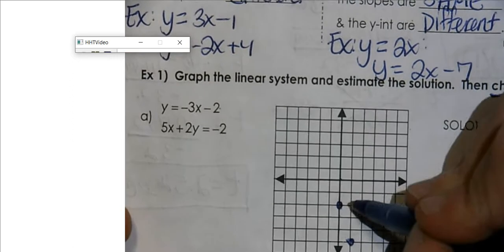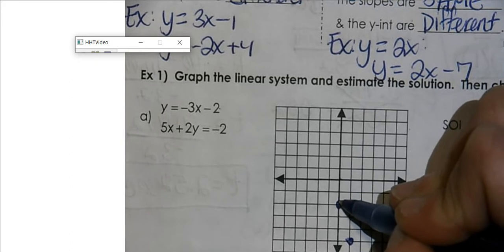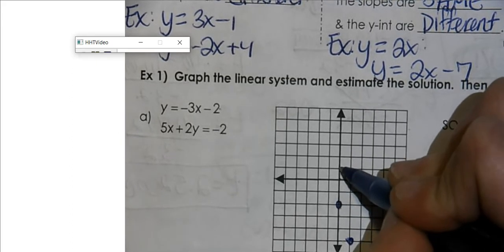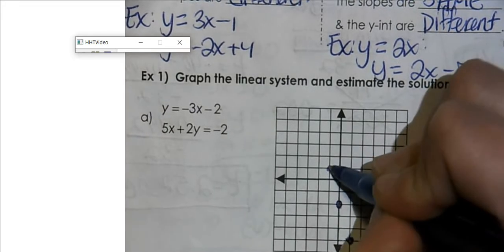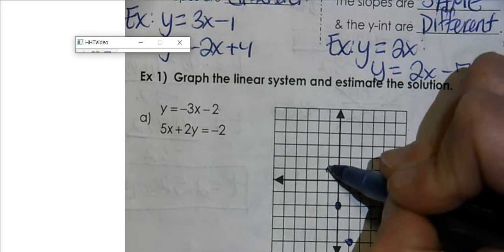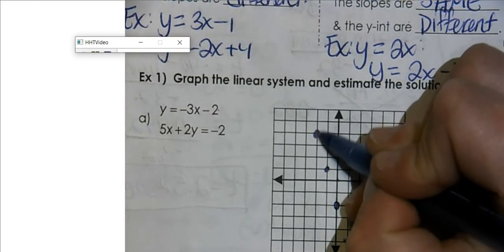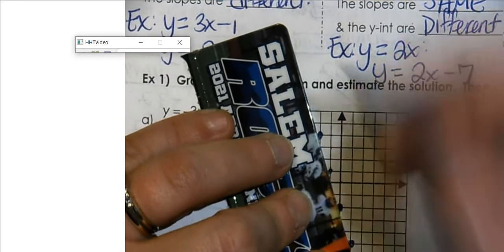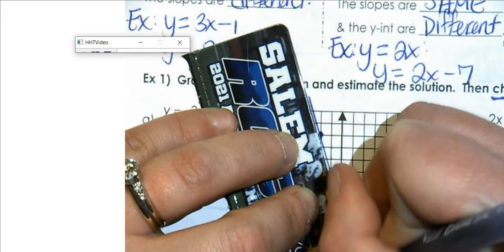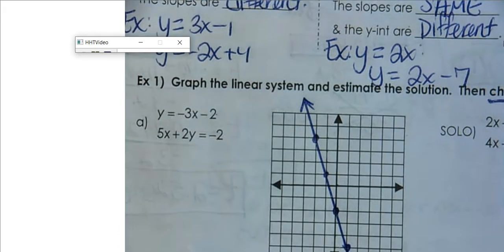So it doesn't make sense for me to go down 3 to the right 1 anymore because I'm off the grid. So instead, I'm going to use the slope backwards, which means I'm going to rise 3, 1, 2, 3, and run backwards 1. So it's kind of like the opposite of the slope. Instead of going down and to the right, I'm going up and to the left. 1, 2, 3, and here's my point. And the reason why we want to come up with as many points as possible is because one of those points might end up being our solution to the system. So there's my first equation.